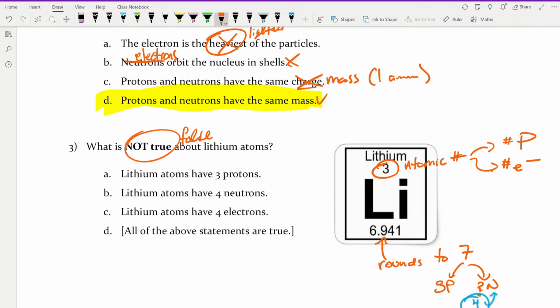So let's see. Lithium atoms have 3 protons, that's true. Lithium atoms have 4 neutrons, that's true. 4 electrons? No. We know that it is 3 electrons. So that statement there is false, which means that is the answer because we are looking for the false statement. Good. All right, let's keep going.